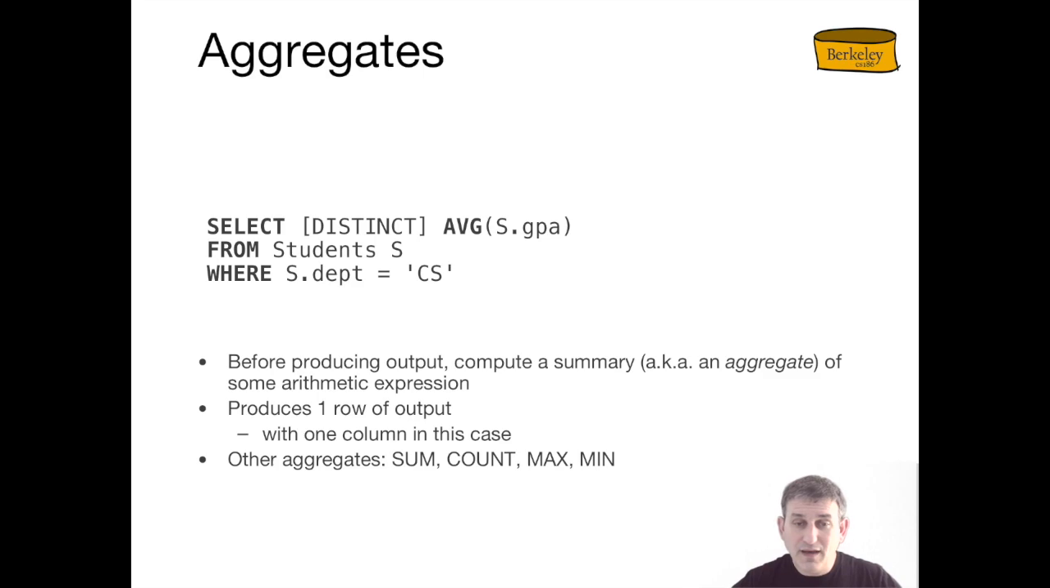Before producing the output, we'll get all the relevant rows from the table in the where clause, and then for the GPA column, we'll compute this average over all the rows. So before producing the output, we're computing a summary, also known as an aggregate, of this expression, average s.gpa. This query produces one row of output, and in this case, one column of output as well. So it's really an individual one row, one column cell that comes out of this, which is just the average GPA.